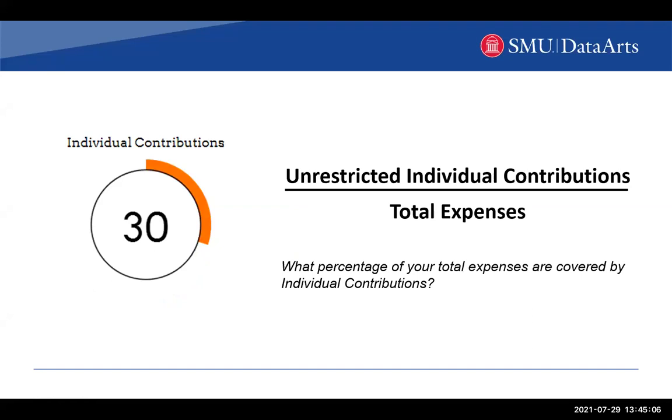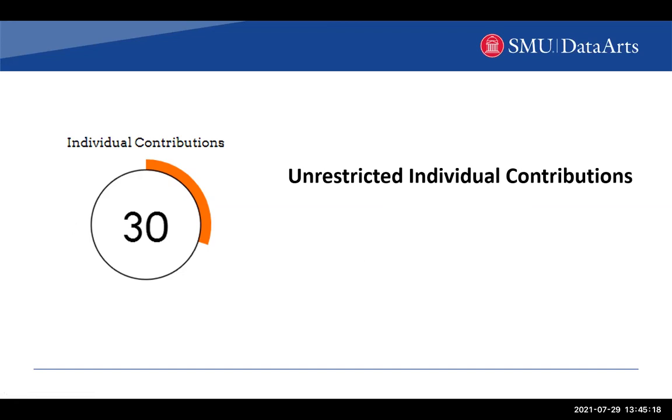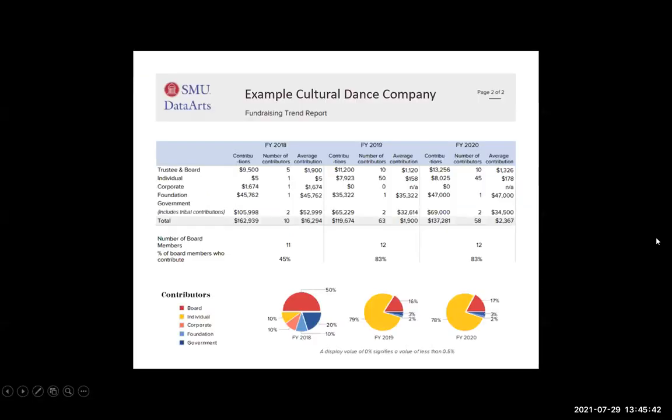Another area they want to look more closely at was individual contributions. So this indicator is calculated as total unrestricted individual contributions divided by total expenses. So this indicator relies on total individual contributions as its main data point. We want to look at this data point and how it's changed over time. But they can also go further and look at how many individual contributors they have each year, as well as average contribution size. This may help them think through whether they are more likely to find success in recruiting a large pool of smaller donors or cultivating existing donors to give greater amounts or more frequently. This information can be found on the fundraising trend report in the Data Arts system.